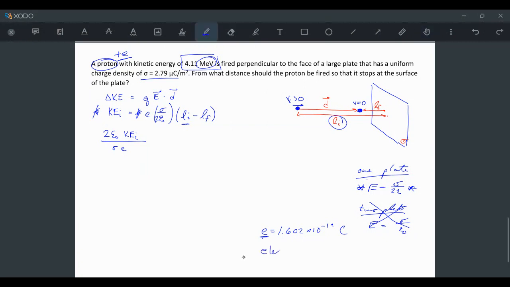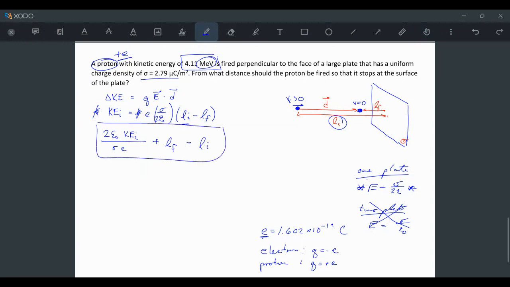If you have an electron, the charge is equal to minus e. If you have a proton, the charge is equal to plus e. But e itself is positive. So when I write e here, it's just a number, 1.602 times 10 to the minus 19. Plus LF is equal to LI.